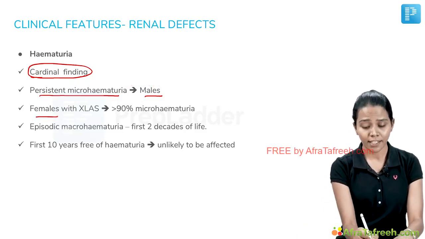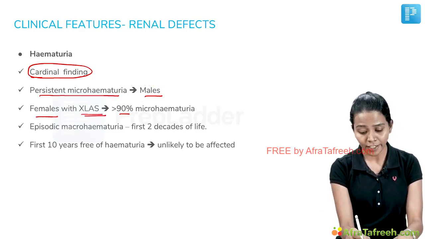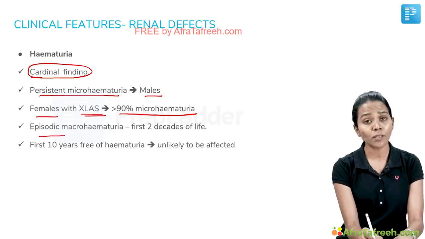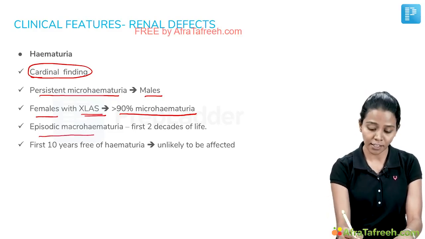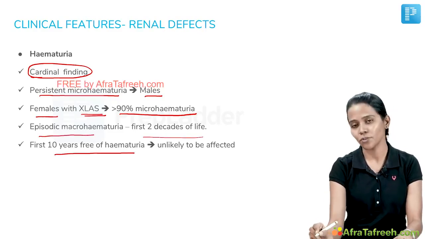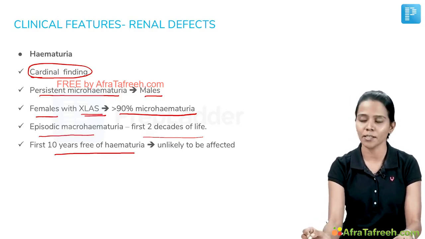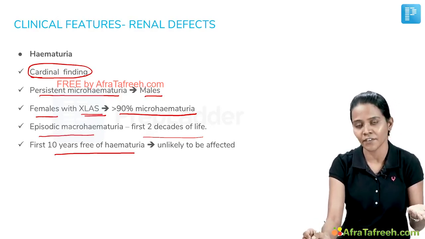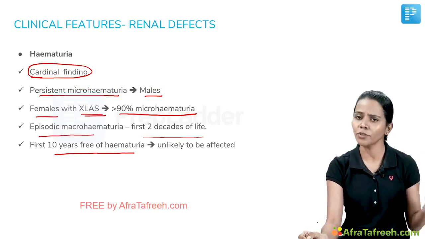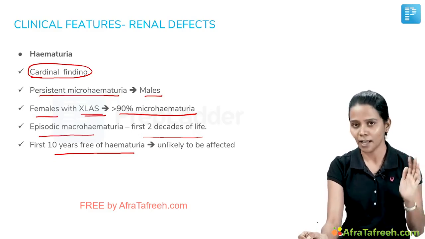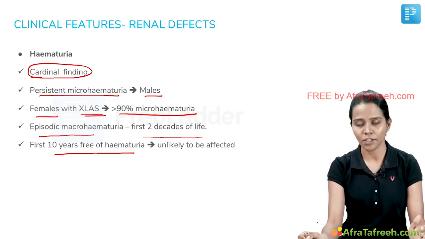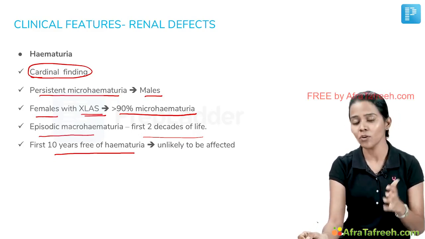In females with X-linked Alport syndrome, more than 90% have microhematuria, but that doesn't mean that they are going to progress much. Okay. Episodic macrohematuria can generally be seen in the first 2 decades of life itself. And by 10 years, if the patient is free of hematuria, patient is unlikely to be affected. So, for example, if there is a sibling and we want to know whether the sibling is affected, and by 10 years, if the child does not have hematuria, then you can almost rule out that this patient could have had Alport syndrome, because hematuria is one of the first features and it starts pretty early. Okay, so hematuria can be both micro and macro.